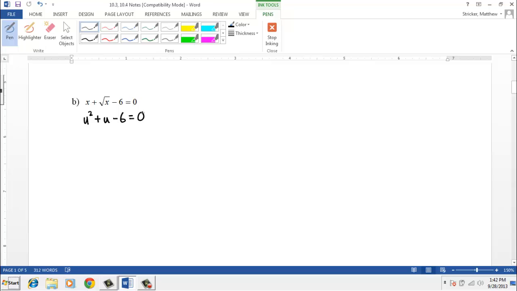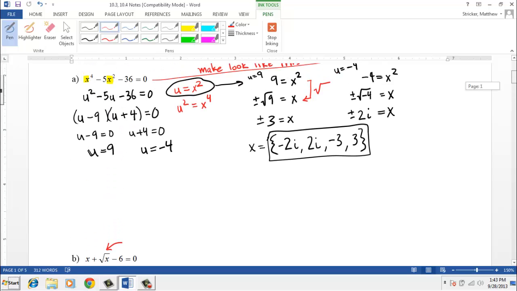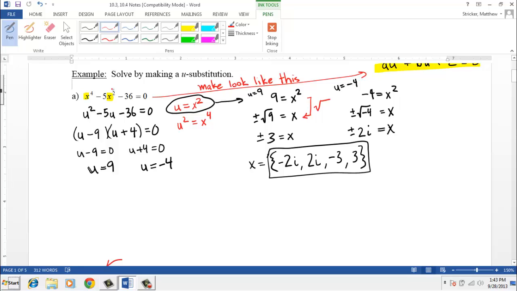Because then we can solve something like that. And the key is, again, to look at the middle term. Just like in the last one, we looked at the middle term to see what u was going to be. We looked at this guy, the 5x squared. And because we wanted that to be 5u, we let u equal x squared.